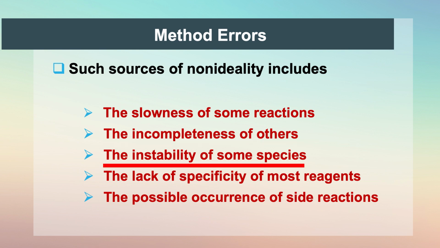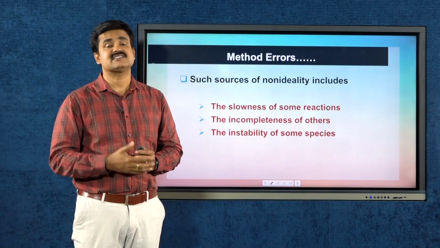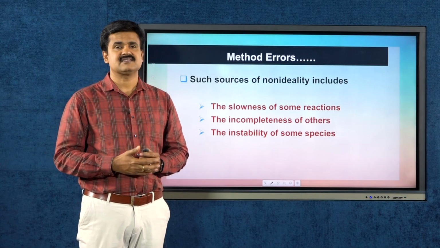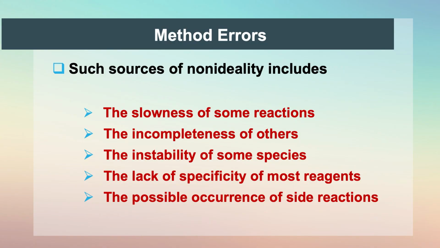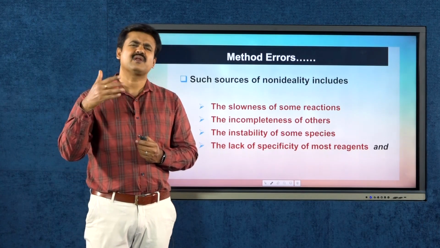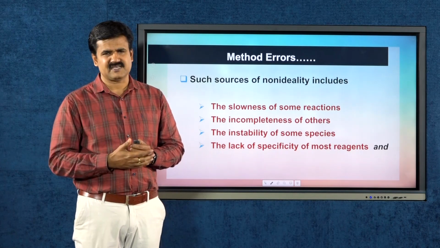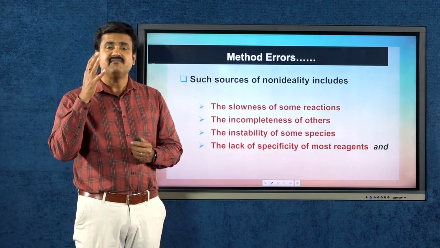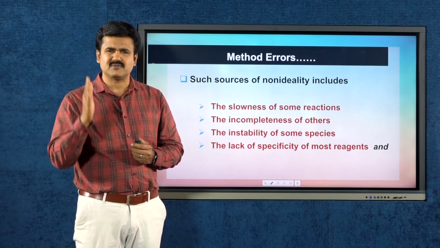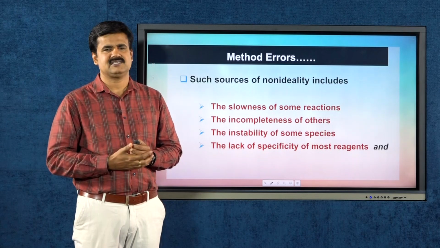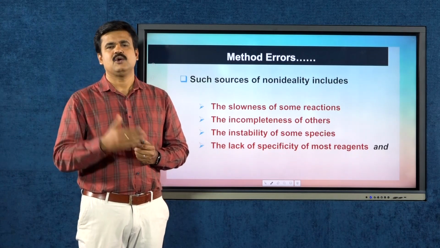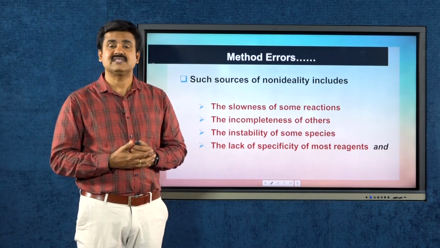The instability of some species during the transformation of reactants to products. Some of the products may be highly unstable and you cannot measure their concentration exactly. In such a case, method error may occur. The lack of specificity of some reagents. This is mainly associated with organic transformations and reactions. There are several reagents which are not specific. Not specific means they will not attack a particular position of an organic molecule. So, lack of specificity of reagents may lead to method errors.